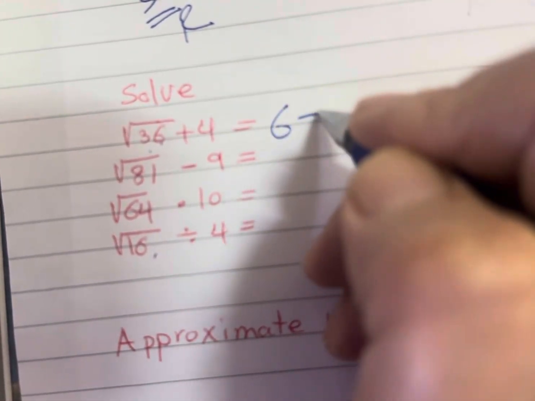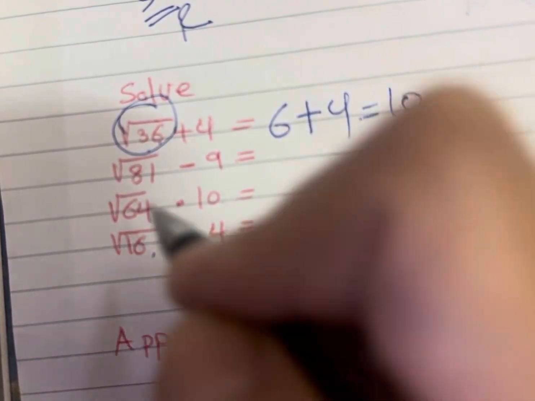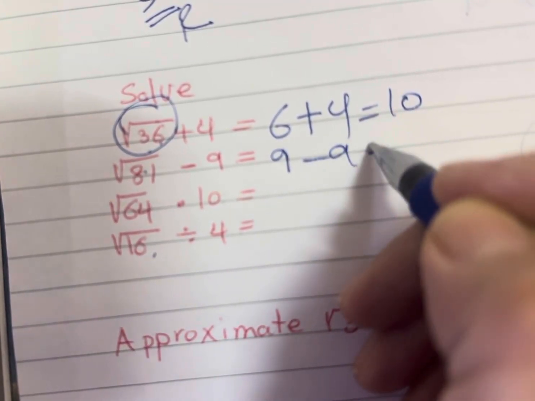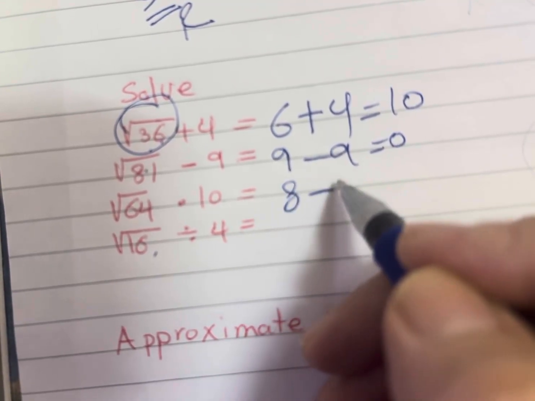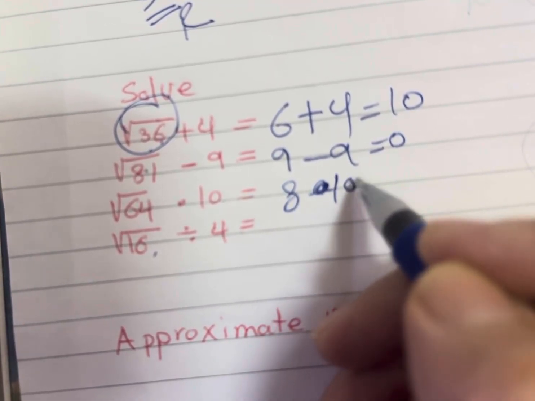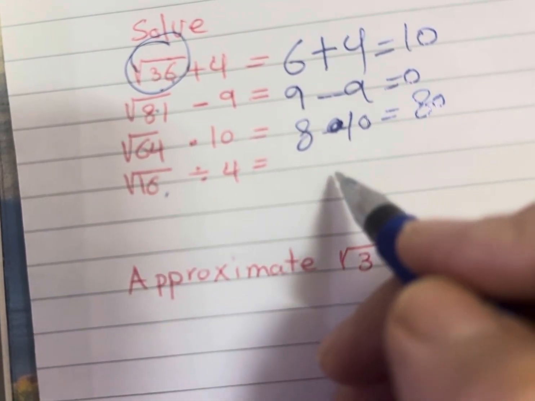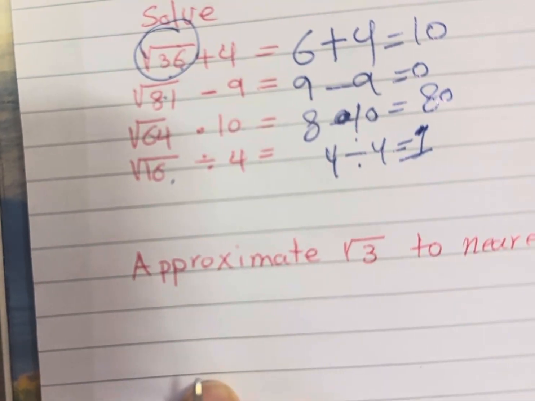Now we'll talk also about that. Root of 36 is 6, plus 4. So use the calculator to figure out root of 36, 10. Root of 81 is 9, minus 9, 0. Root of 64 is 8. 8 multiplied by 10 equals 80. A root of 16 is 4, divided by 4 equals 1.